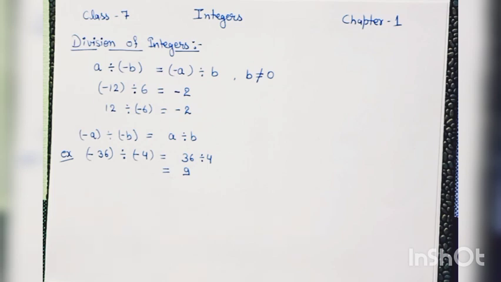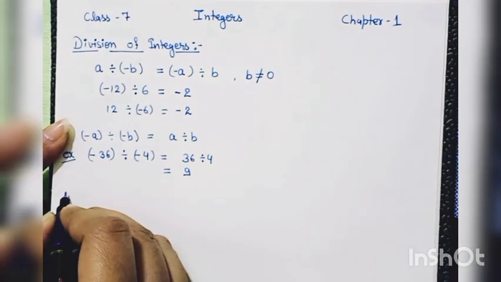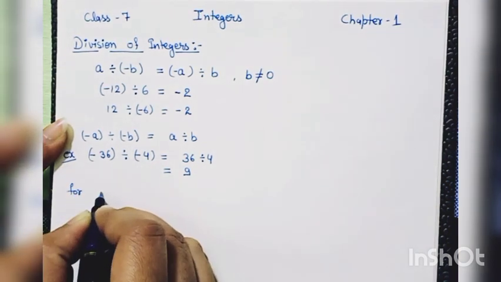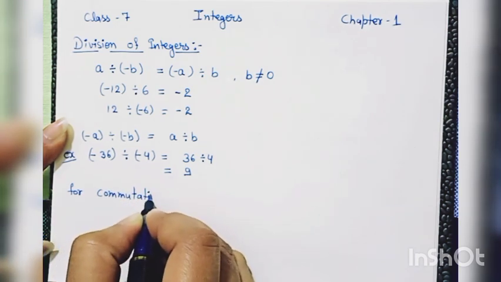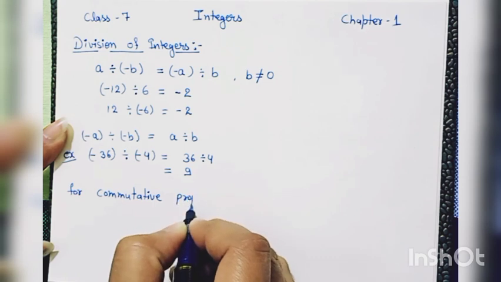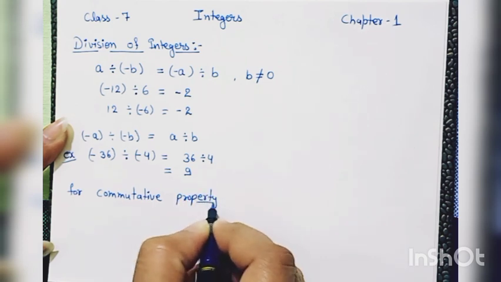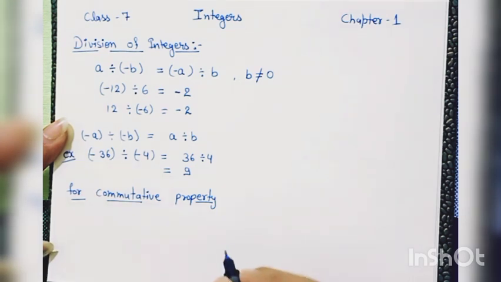Now coming to the next properties that we have studied in multiplication, also in addition and subtraction cases. We all know that division does not show the commutative property. But what about in the case of integers? Is it similar or something different? Let's have an example to verify the commutative property, because in general we know that division will not show the commutative property.